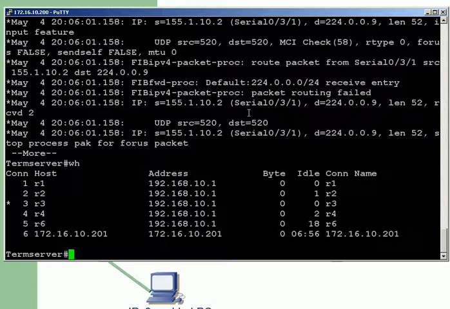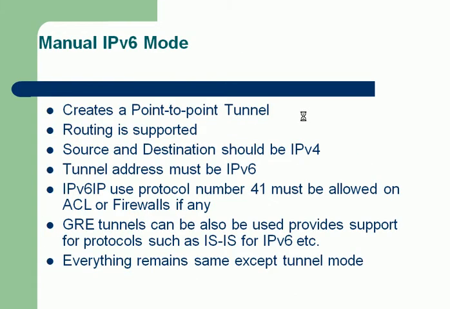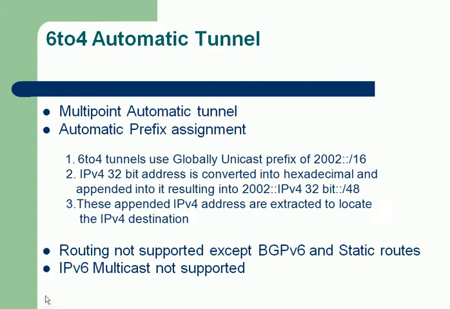We have seen how to configure manual tunnel, how routing is enabled on it, and how to check various debugs and other commands, right? So let's get onto the slide now. And what we are supposed to take next is 6to4 automatic tunnel. Now, when you talk about 6to4 automatic tunnel, there are a couple of differences compared to manual tunnel.